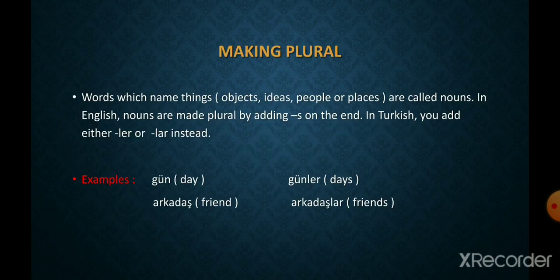Words which name things are called nouns. In English, nouns are made plural by adding s on the end of words. In Turkish, you add either ler or lar to make plural. For example, gün is a singular form. How can we make that plural? We should add ler. Günler, günler.